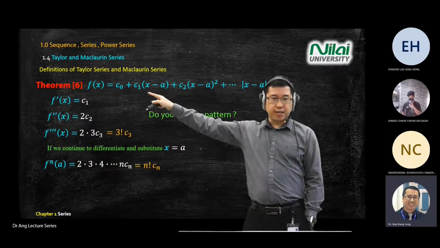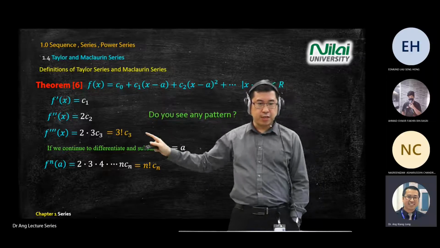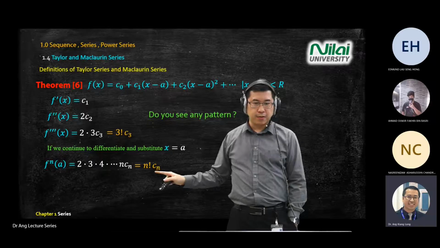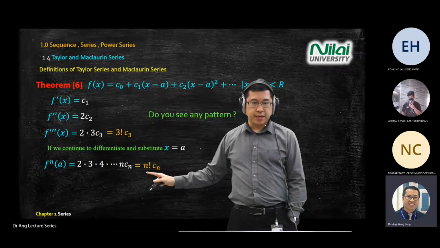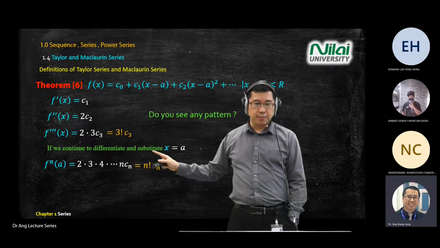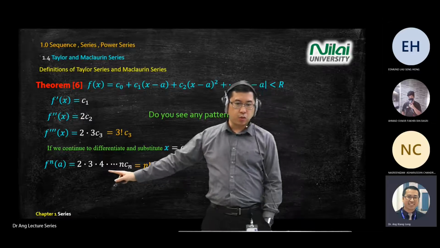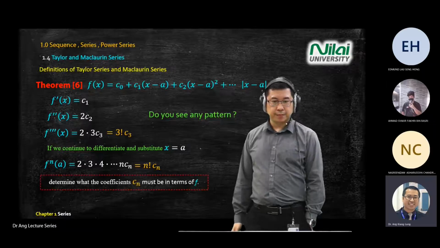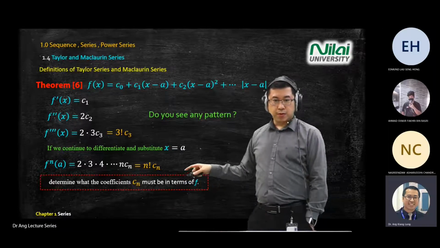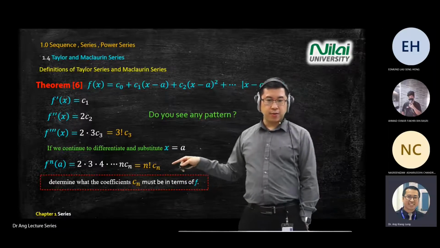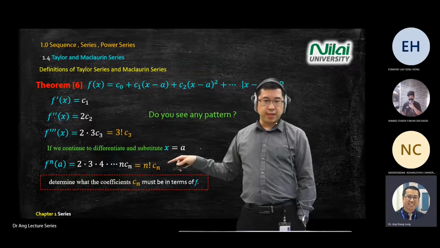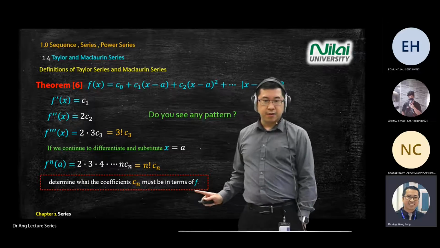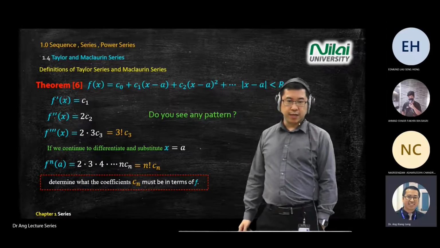This is the function that you have, but when you do differentiation, you have n! c sub n. Again, n factorial is equal to the numbers that you multiply together. So this is how you determine the coefficient Cn in terms of the function.